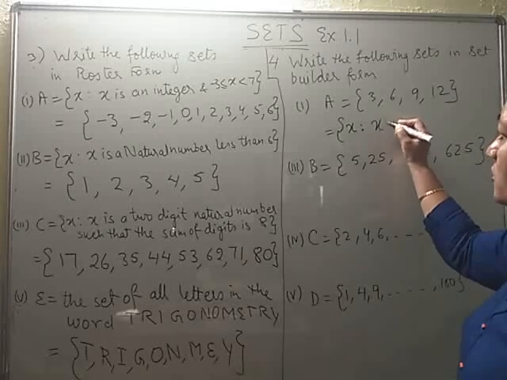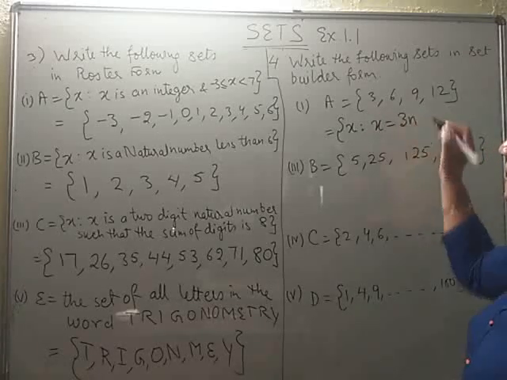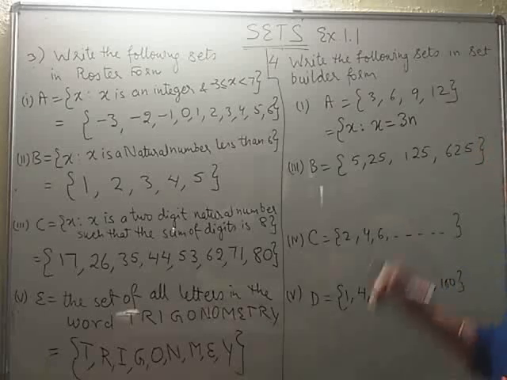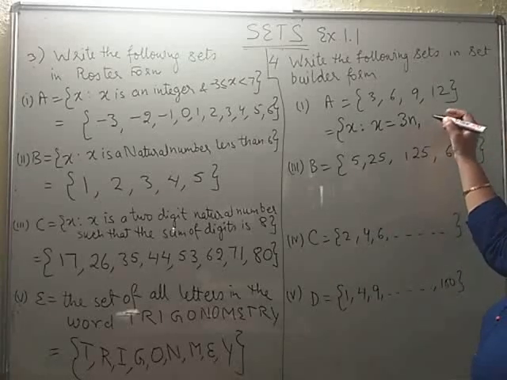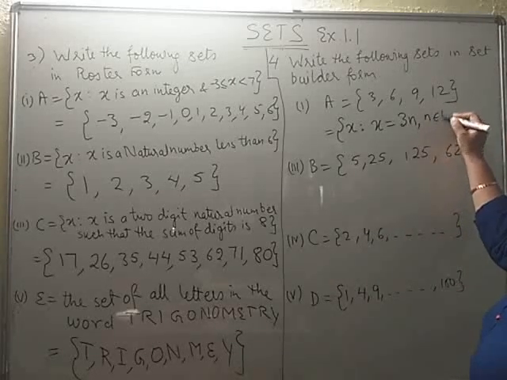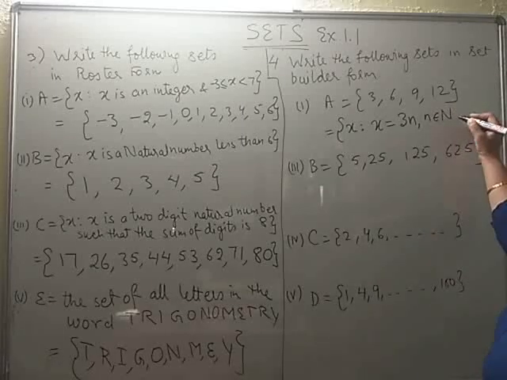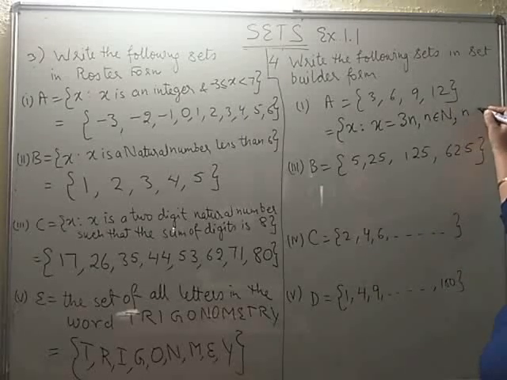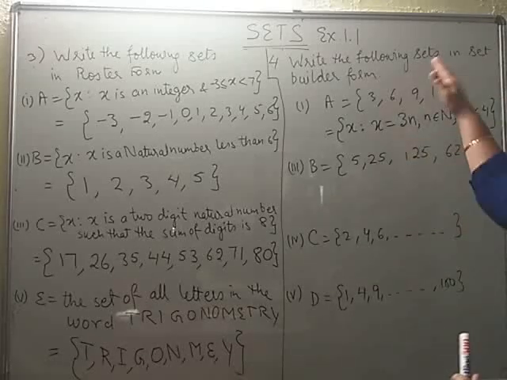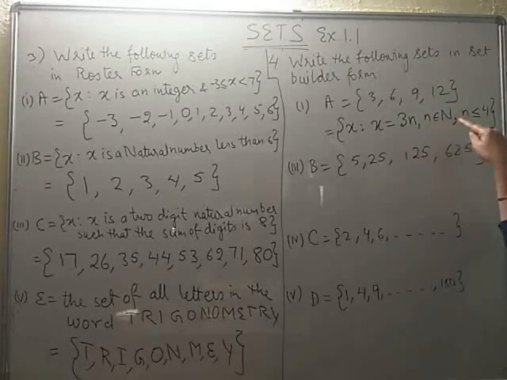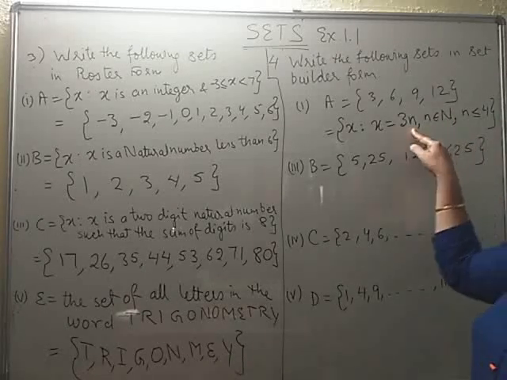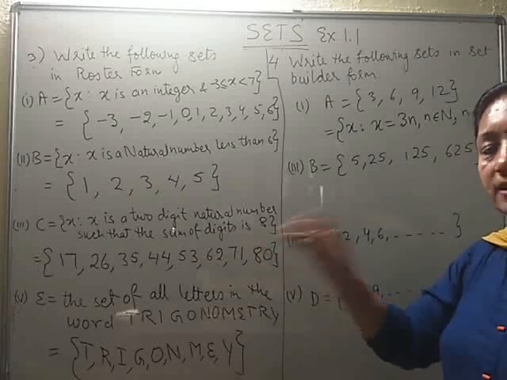Where what is the nature of X? X is 3 times N. What is N here? N belongs to natural numbers and N is less than equal to 4. Okay, let us compare these two. So when I say N is a natural number less than equal to 4, so the possible values of N are 1, 2, 3 and 4.